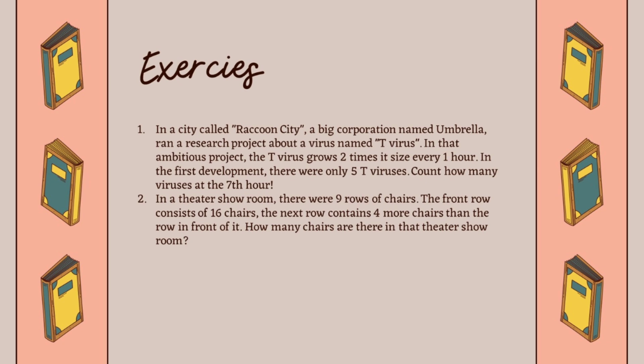Number 2. In a theater showroom, there were 9 rows of chairs. The front row consists of 16 chairs. The next row contains 4 more chairs than the row in front of it. How many chairs are there in the theater showroom?